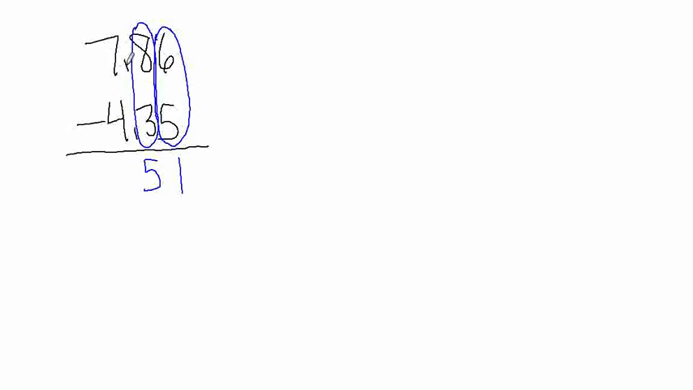And then for the next column, I have decimal points, so I'm going to write a decimal point below. And then for the leftmost column, I have a 7 and a 4, so I'm going to calculate 7 minus 4 and get 3. So the answer is 3.51. Now, let me try to show you why this works.